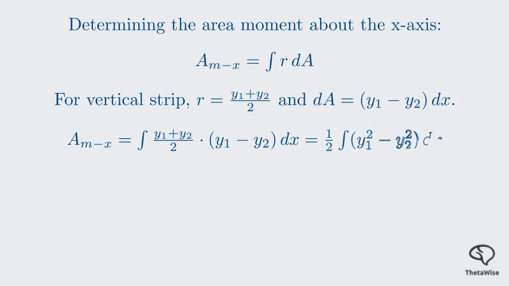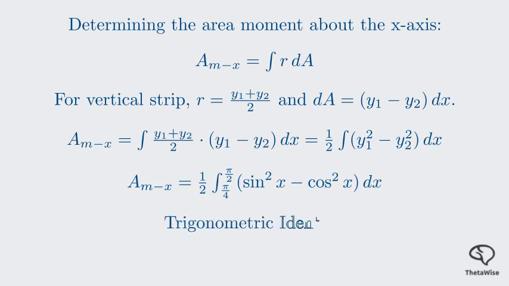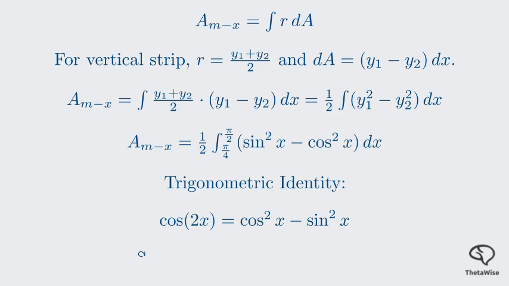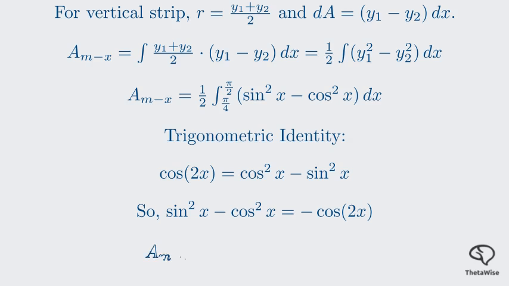This simplifies to 1/2 the integral of y1 squared minus y2 squared dx. Substituting our functions, we get 1/2 the integral of sin squared x minus cos squared x dx. To integrate this, we'll use a trigonometric identity. We know that cos of 2x equals cos squared x minus sin squared x. Therefore, sin squared x minus cos squared x equals negative cos of 2x. Substituting this, our integral becomes 1/2 the integral of negative cos of 2x dx.